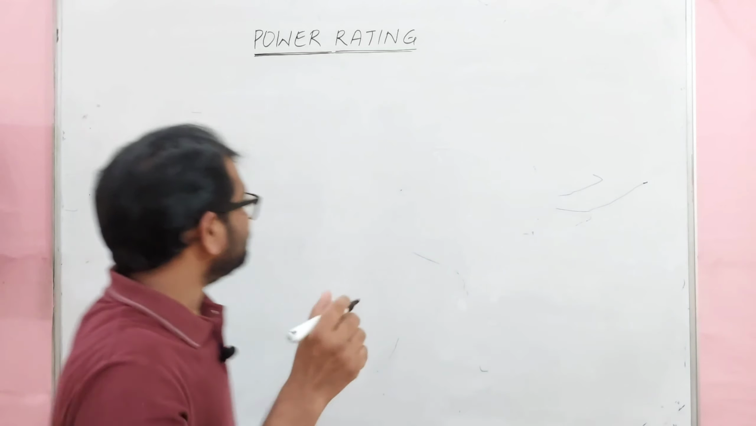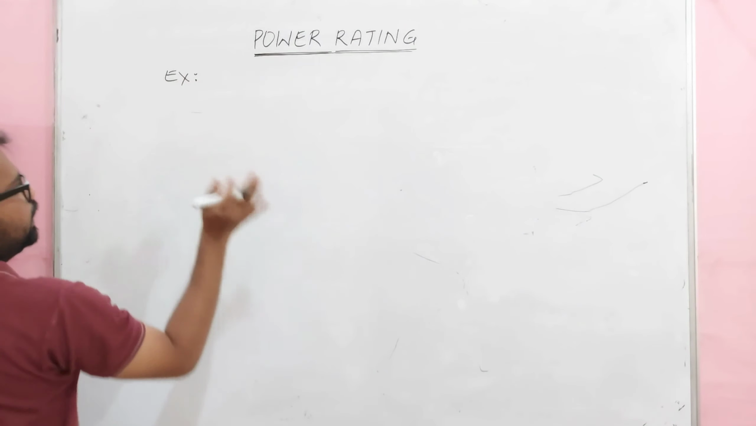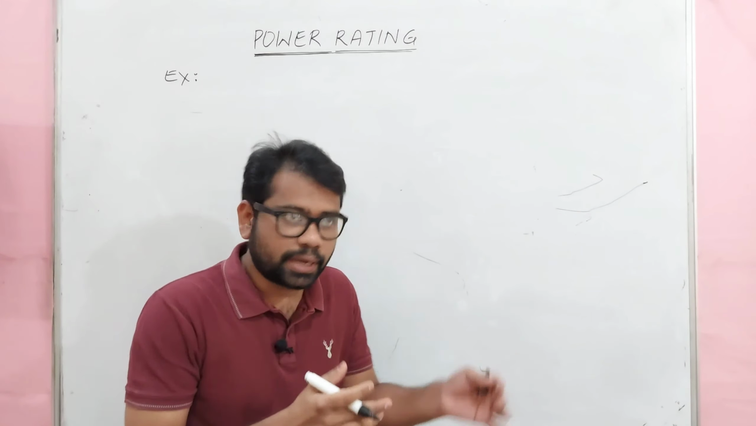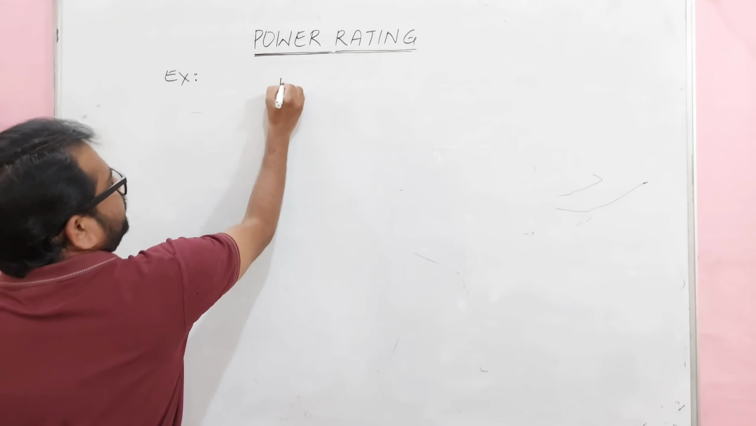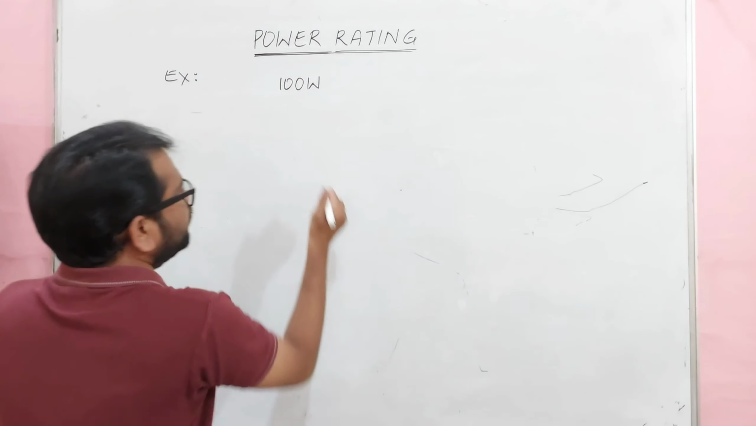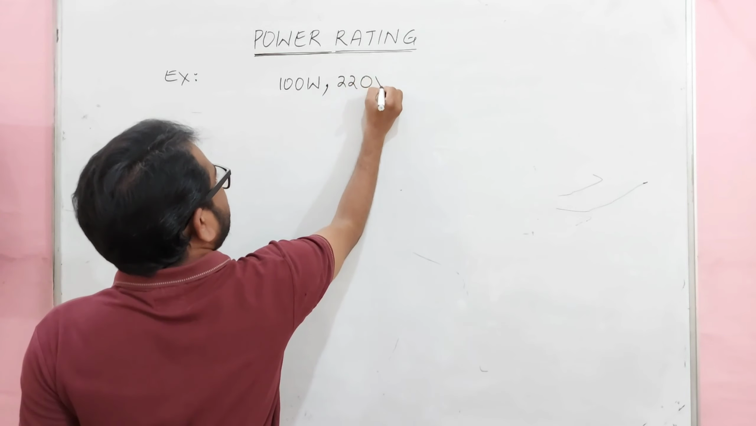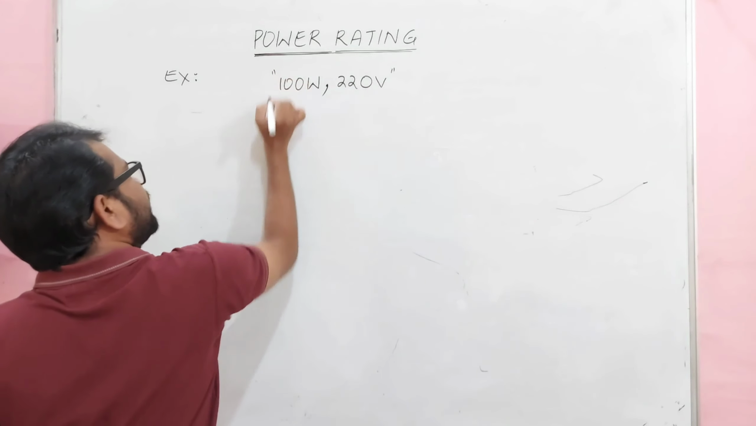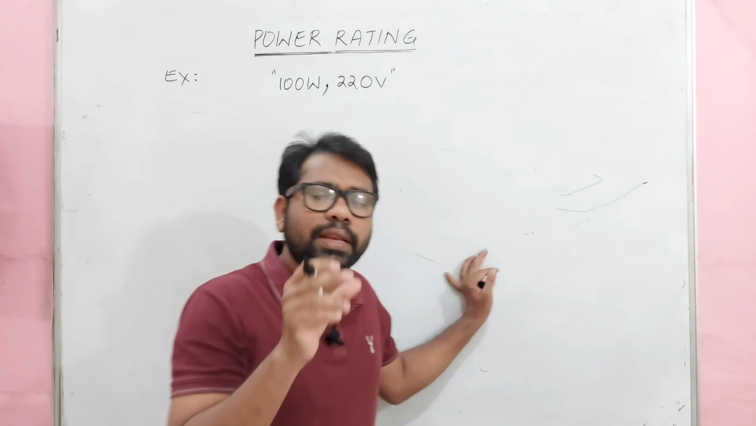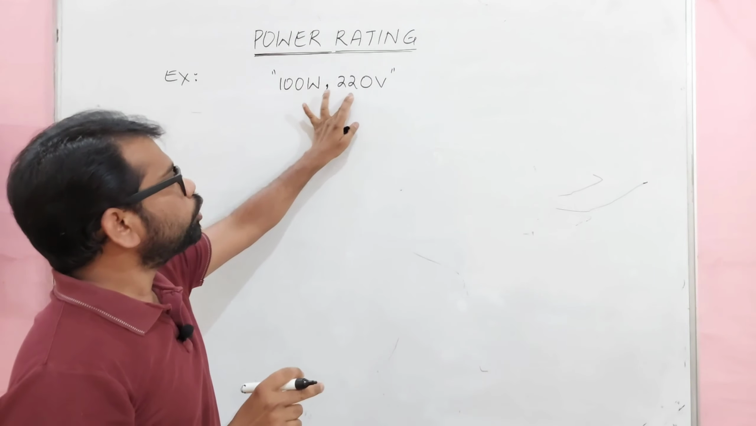Let us see. For example, dear children, let us take an example. For one bulb, an electric appliance, the power rating is given like this. The power rating of an electric bulb is given as 100 watt, 220 V.